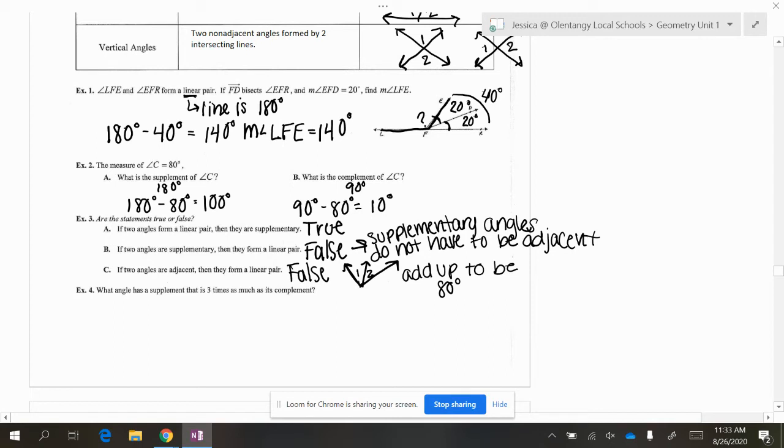What angle has a supplement 3 times as much as its complement? Okay, so let's look at this a little bit. When we're talking supplement, remember, supplementary angles add up to be 180. So in order to find a supplement, we take 180 and subtract the angle measure. Same thing as complement. This is what we did in example 2, A and B.